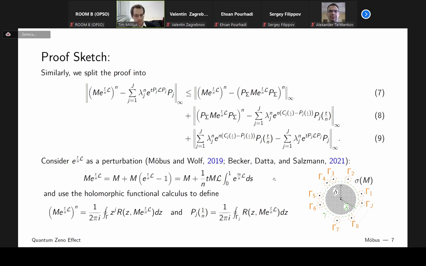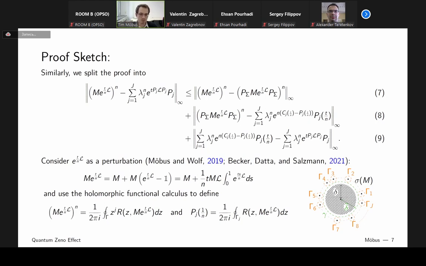And then we have the operator Pj defined, and Cj is just a concatenation of operators including this Pj. And then in the last step, one has to show how close, depending on 1 over n, the perturbed Pj is to the unperturbed Pj, and this was proven in the paper by Becker, Datta, and Salzmann.